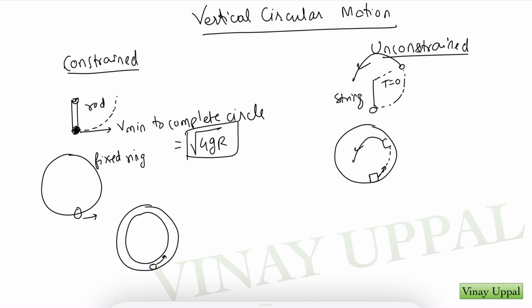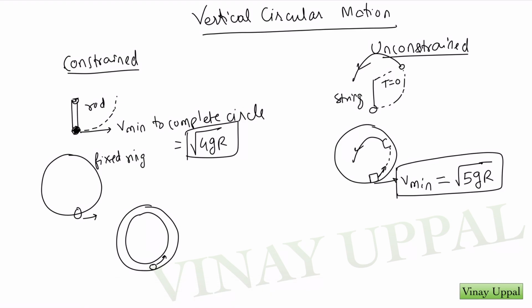On the other hand, unconstrained, the minimum speed to perform the full circle, we should ensure that the particle does not lose contact at the highest point, or the string does not become slack in this case at the highest point, and that leads us to the fact that the minimum speed is root 5 gr. So this is the minimum speed such that the particle does not go out of the circular motion and completes the full circle.